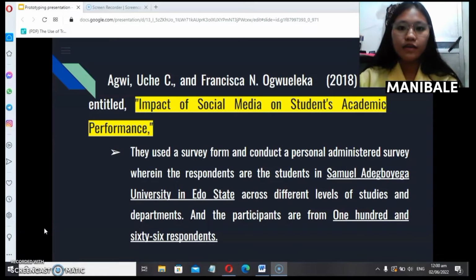According to Agu and Francisca in their 2018 study entitled Impact of Social Media on Students' Academic Performance, they used a survey form and conducted a personally administered survey wherein the respondents were students in Samuel University in Edo State across different levels of study and departments, and the participants were 166 respondents.